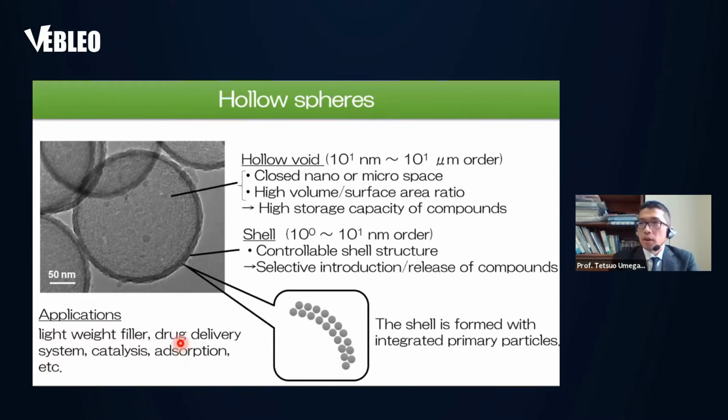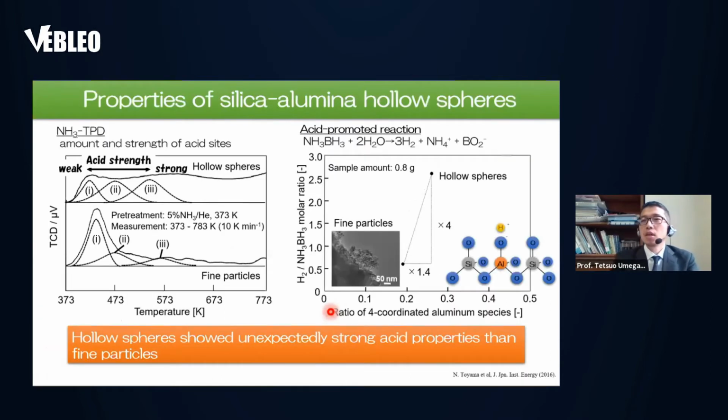Adding to these features, we have previously identified that the shell is formed with integrated primary particles, as shown in this illustration. To identify the function of hollow spheres, for example, we compared acidic properties of silica-alumina hollow spheres with those of the conventional fine particles shown in this TEM image.